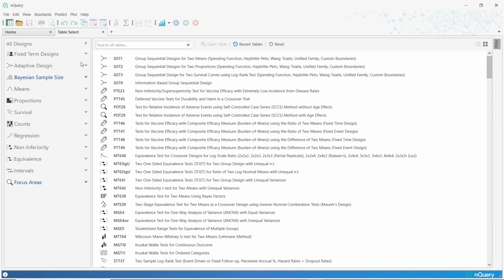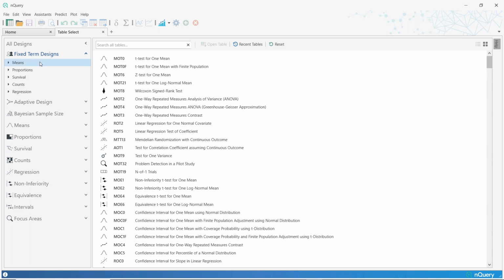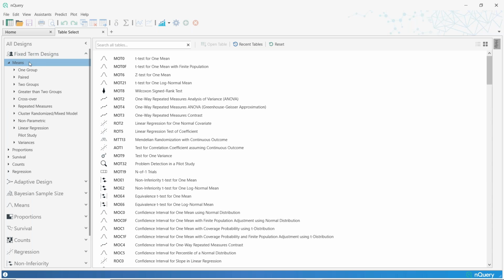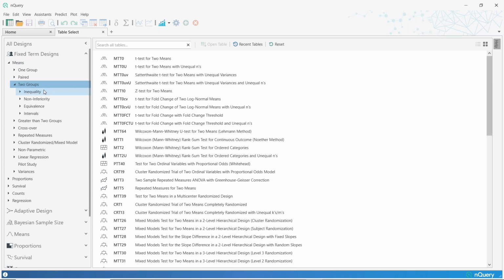So we'll keep it simple here and think about, okay, we want to just do a classic fixed term design. So we click fixed term designs, and our endpoint in this case was continuous. So we click means, which is basically analogous to continuous for our purposes here. Note that means also includes medians, basically non-parametrics as well. In this case, we were doing a phase 3 trial, so obviously the most common choice there is a 2-group trial. And then we have inequality, which is also called superiority. We usually use inequality because it's more precise language and less confusion, but inequality and superiority are effectively used interchangeably. So we click inequality there.